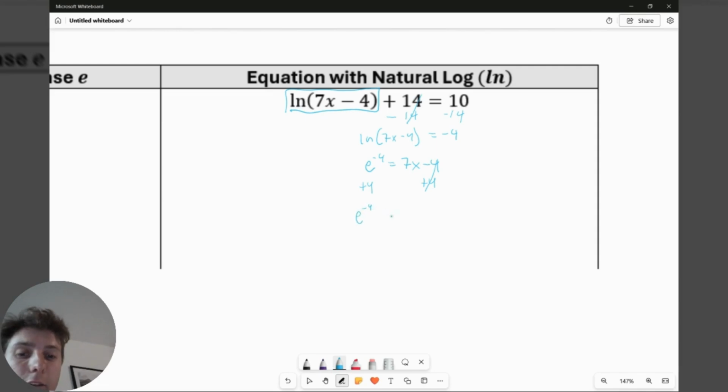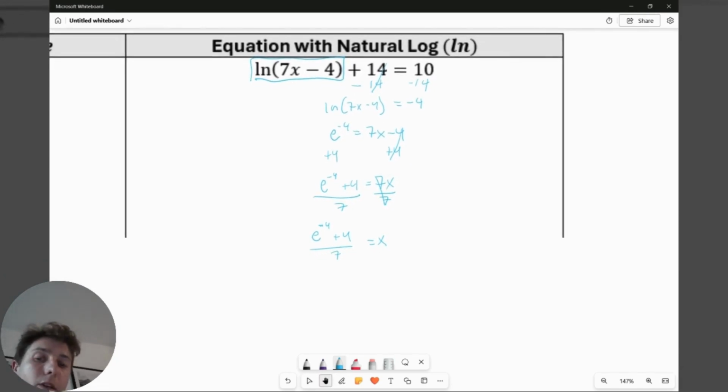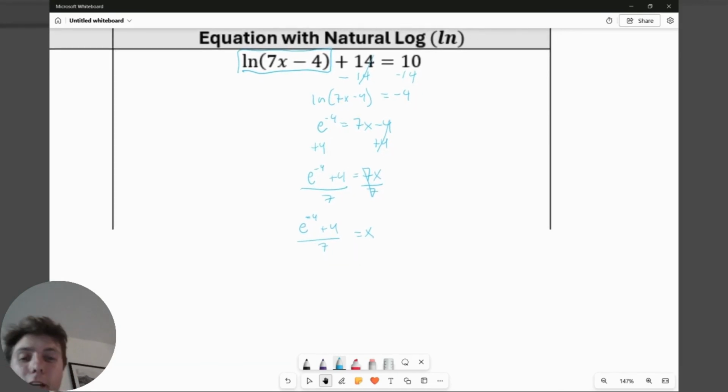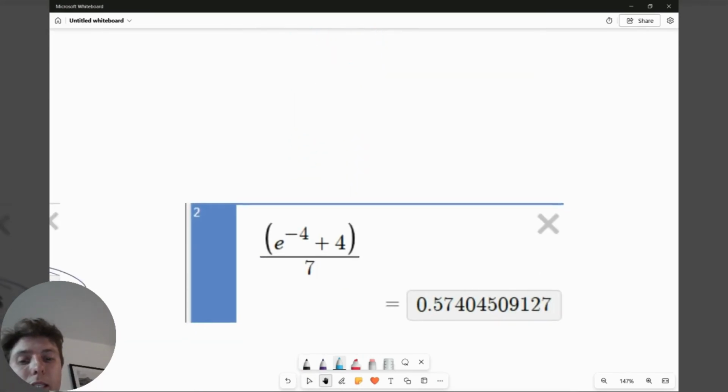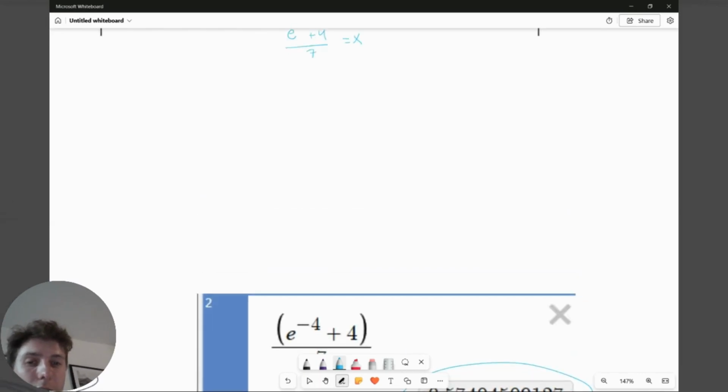So e to the negative 4 plus 4. Realize the 4's do not combine. That negative 4 is an exponent, so you cannot combine it with these other parts. You could divide it by 7 on both sides, and you would end up finding your answer: e to the negative 4 plus 4, all over 7. So at this step, again, type it into your calculator. e is a number, remember. It's like 2.7 something, something, something. So you could type it in your calculator to figure out the values. If you type it into Desmos with all of that, you get 0.574 and some other decimals after that.